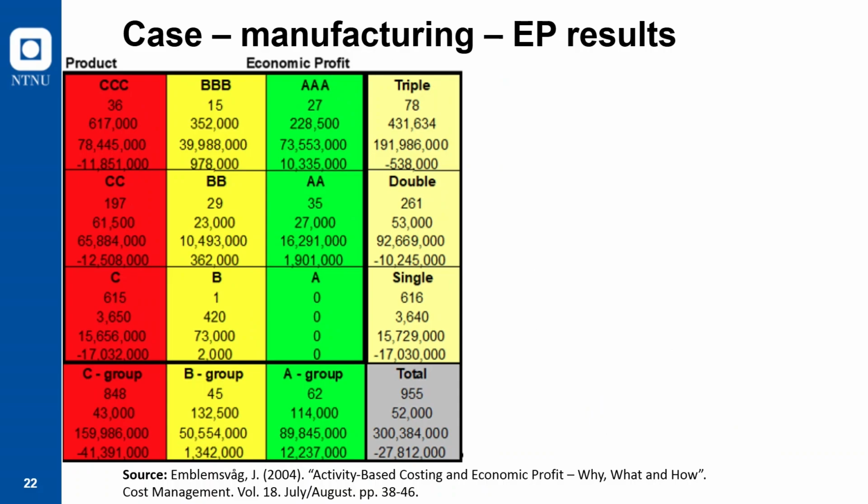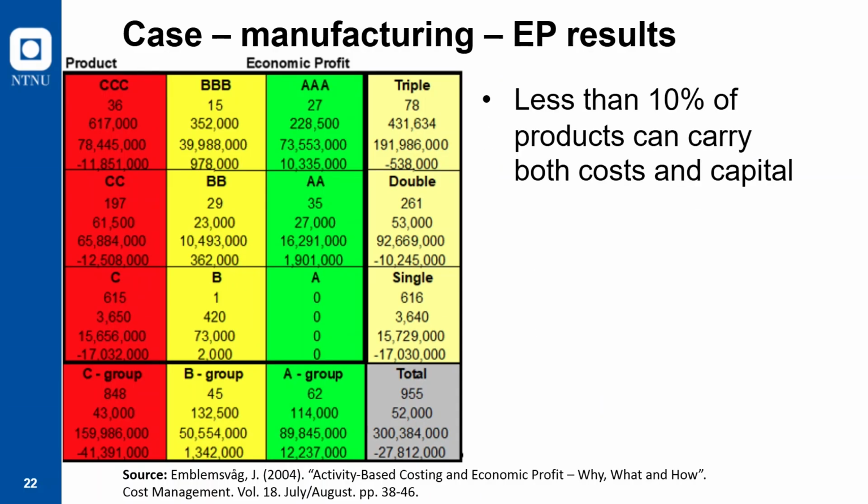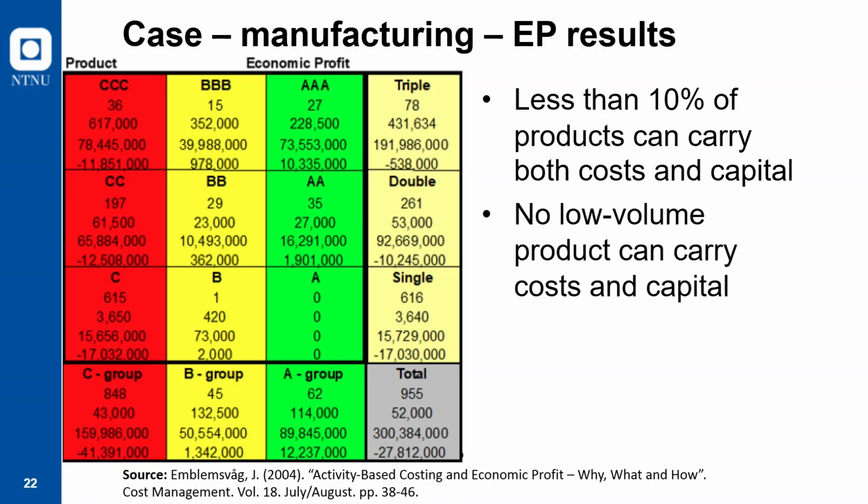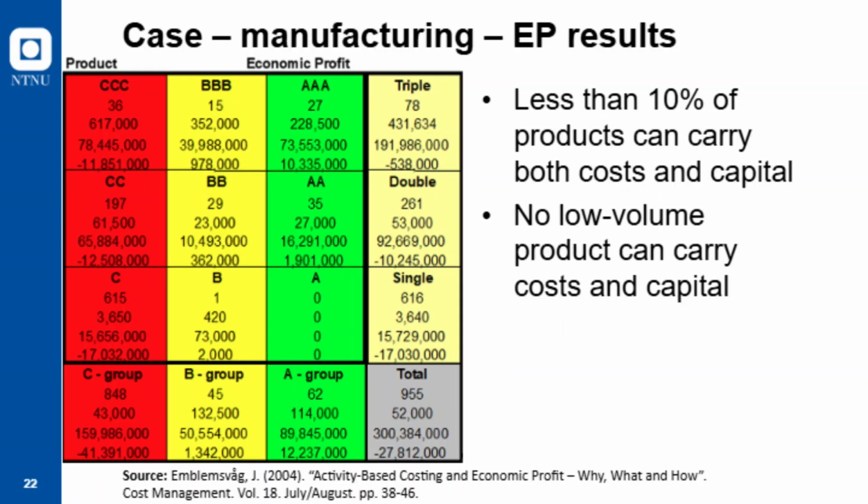Then if we take a look at the economic profit results, this is the economic profit calculated using weighted average cost of capital, which was different than the return target that the company had. And actually, you can see less than 10% of the products can actually carry both cost and capital. Less than 10%. No low volume product can carry their cost of capital. None of them.